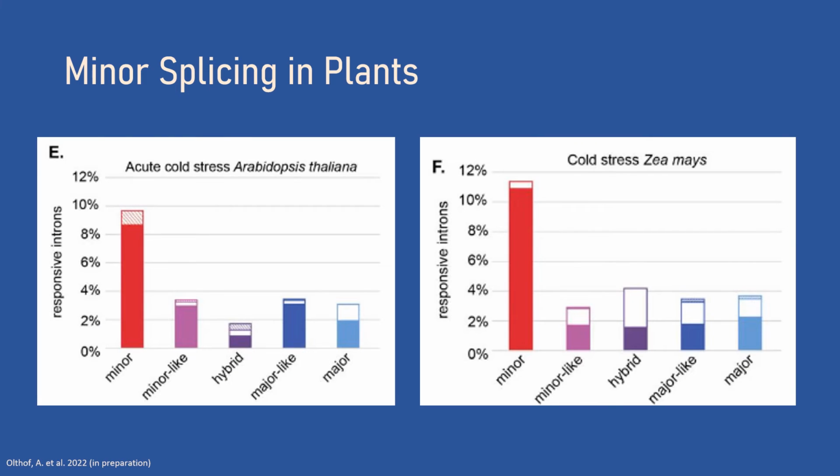RNA-seq data for Arabidopsis and corn show that minor introns are much more responsive to cold stress than other types of introns, suggesting that regulation of minor intron splicing may play a role in the cold response. This responsiveness refers to alternative splicing or retention of minor introns in mature mRNA.